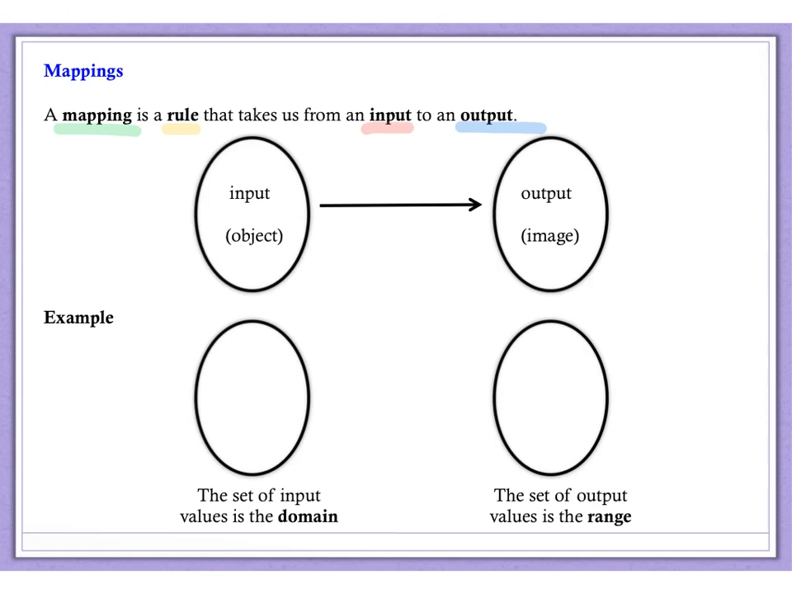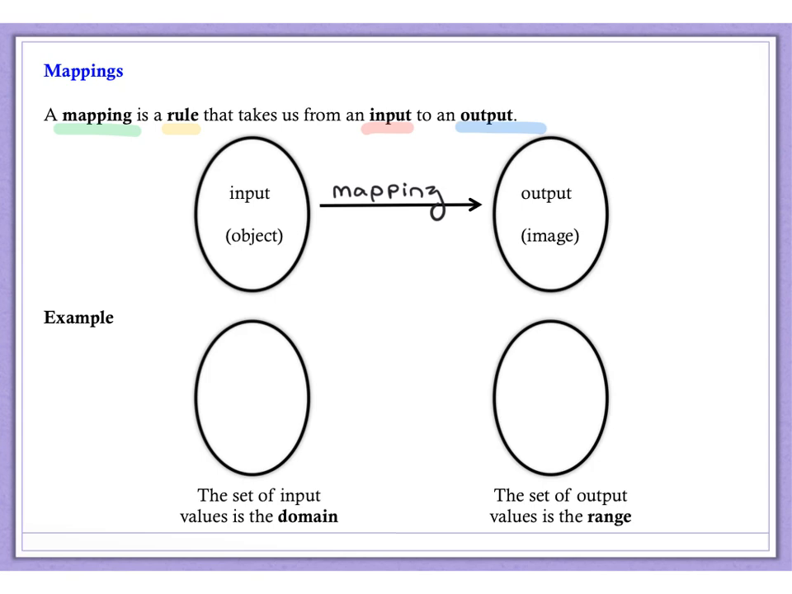The input is sometimes also referred to as the object, and under the mapping that takes place, the object is transformed into the image. This is language that you have heard before when studying transformations. So let's look at a very simple example.